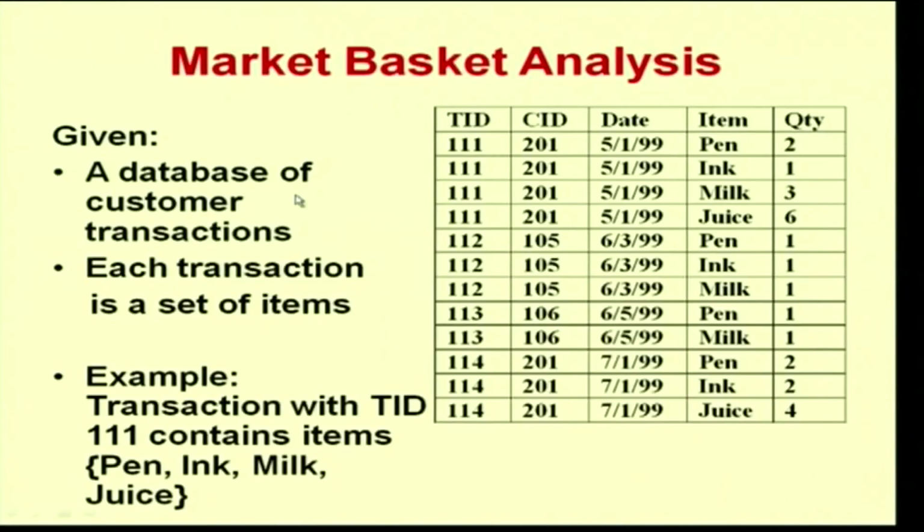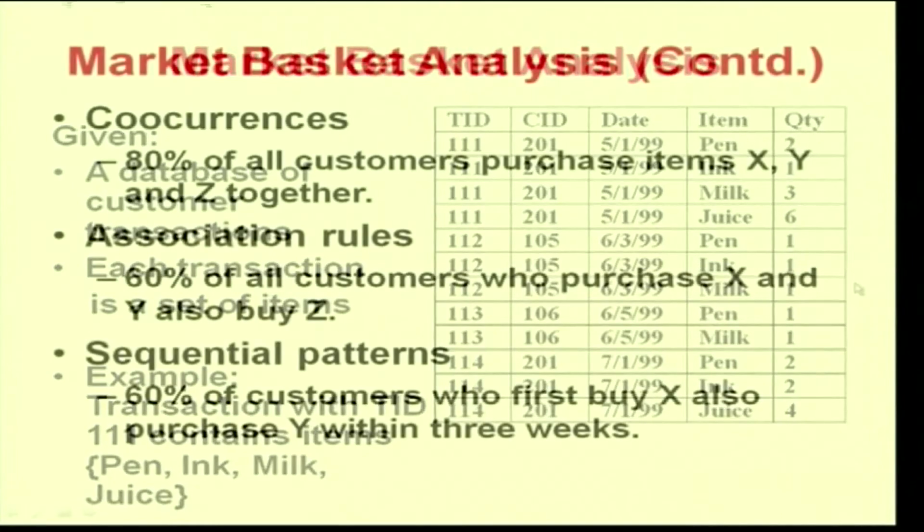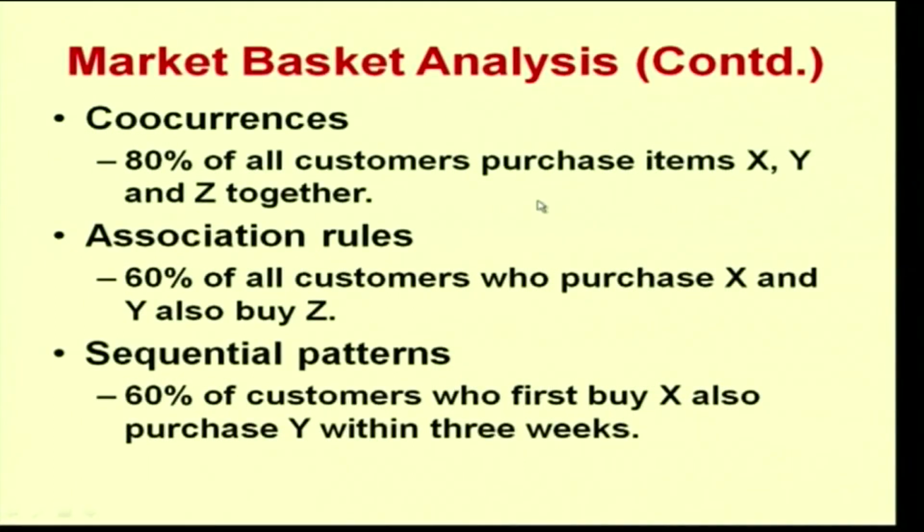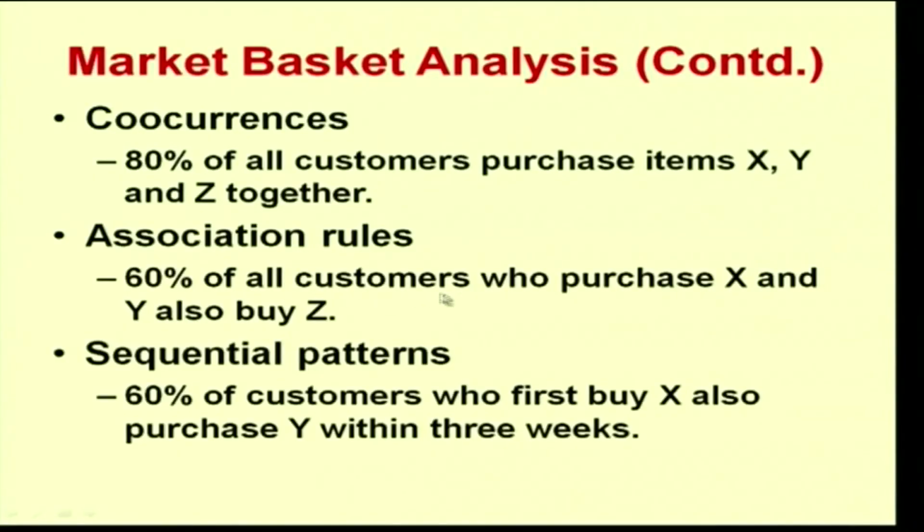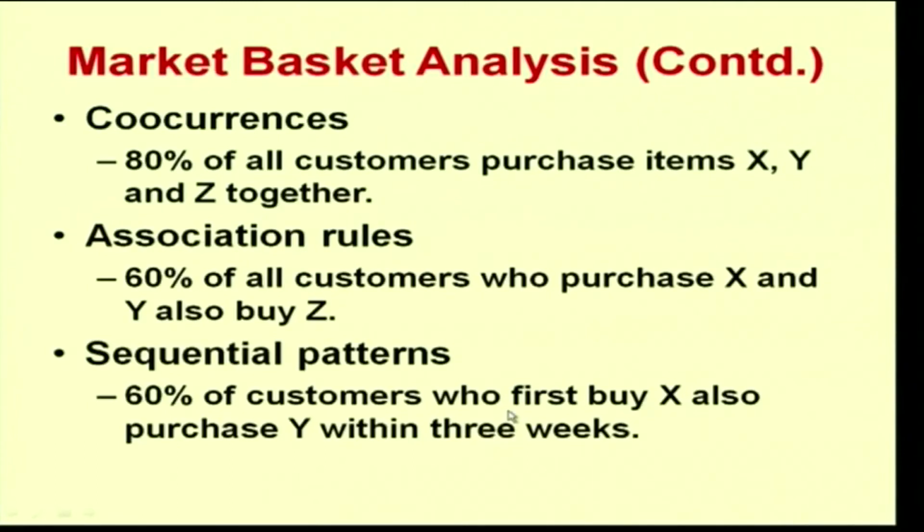Typically, you explain market basket analysis with customer databases. So, a database of customer transactions is given here and each transaction is a set of items. So, for example, he buys pen, ink, milk and juice, and what is the quantity he buys. So, 80% of all customers purchase items X, Y and Z together. This is what is called co-occurrence. Association is 60% of all customers who purchase X and Y also buy Z. 60% of customers who first buy X also purchase Y within 3 weeks.